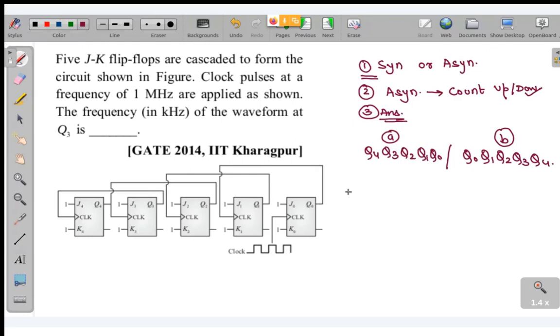So what is the answer? 250 kilohertz. So always remember to check whether the answer is asked in kilo or mega. I once made a mistake in 2020 when I appeared for GATE in this only. So 2 marks were lost.